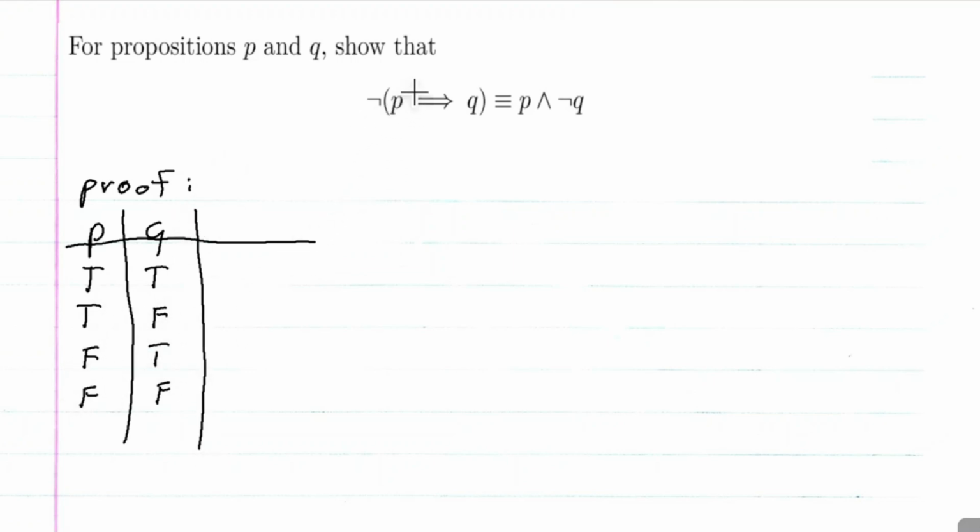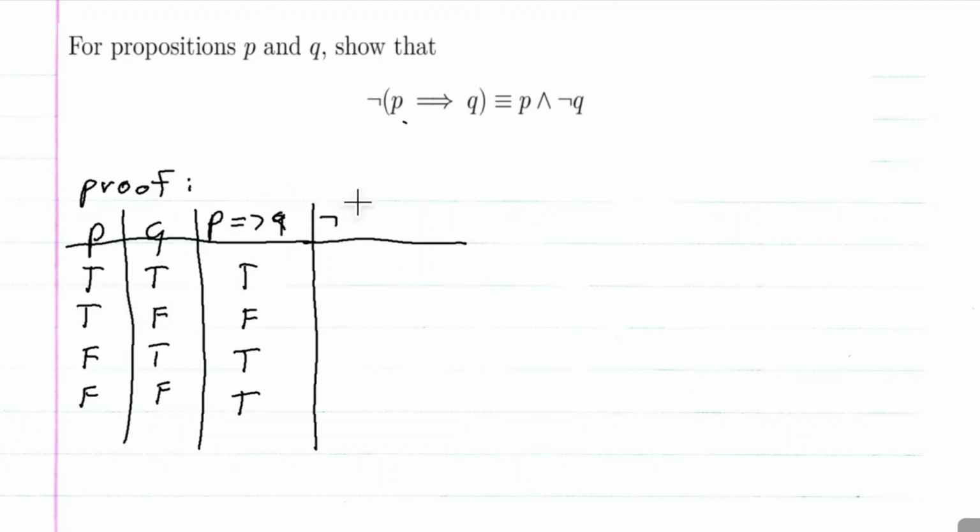The next thing we need to do is get this inside part here. P implies Q, right? So we have true implies true. We can have a true assumption lead to a true conclusion. What we can have, however, is a true assumption lead to a false conclusion. So that will be false. You can have a false assumption lead to a true conclusion for sure. So that'll be true. And you can have a false assumption lead to a false conclusion. So that is true as well. Okay. So the only time P implies Q is false is when you have a true implies false.